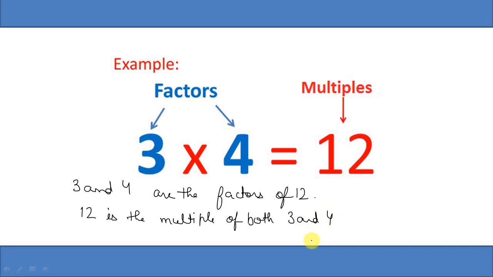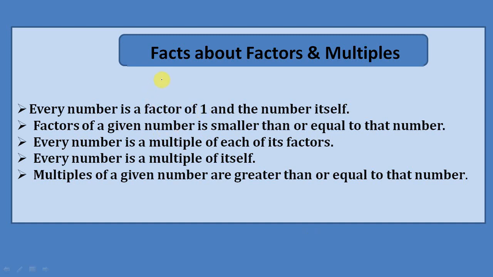So now let's see some facts about factors and multiples. The first one is every number is a factor of 1 and the number itself. इसका मतलब है हर एक नंबर खुद का फैक्टर और 1 का फैक्टर जरूर होता है, क्योंकि वो नंबर 1 के टेबल में तो आएगा ही आएगा और खुद के टेबल में भी आएगा.